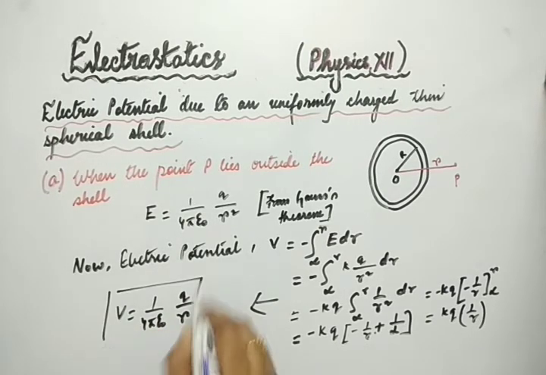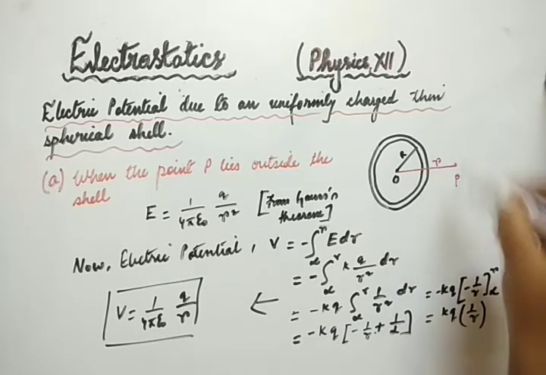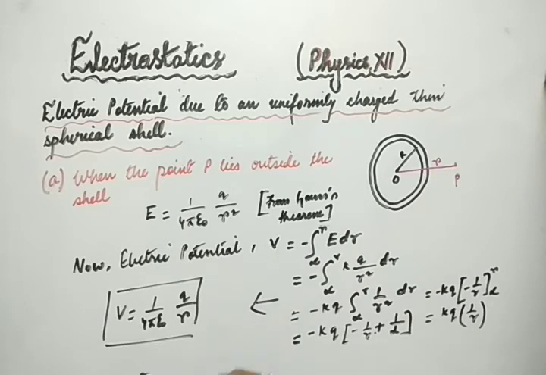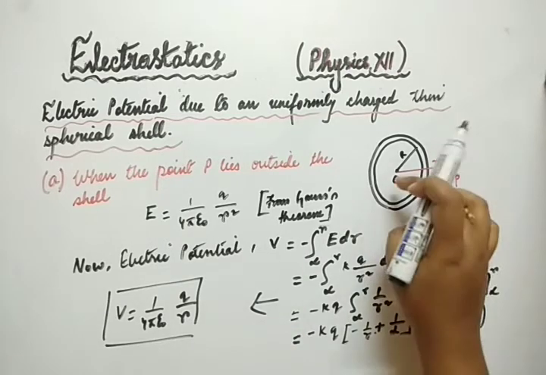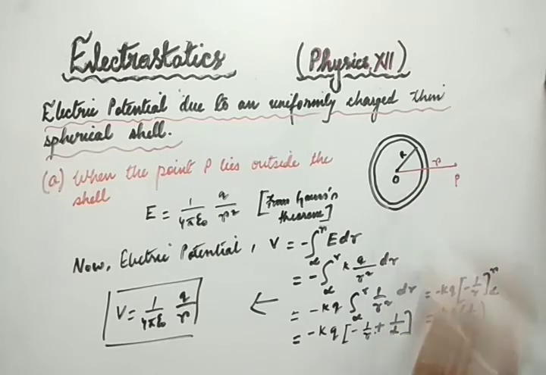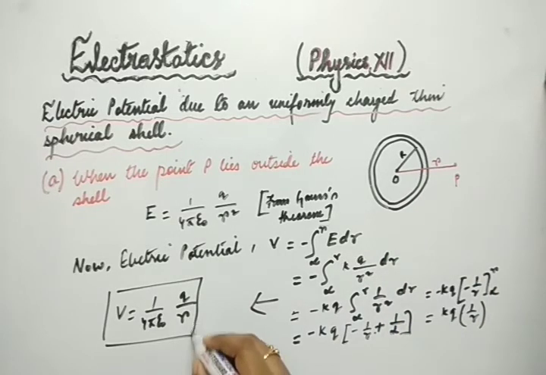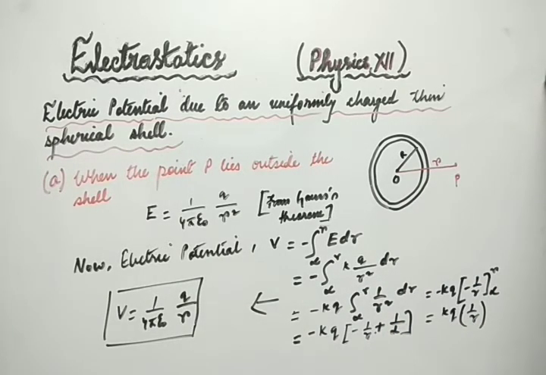So this is the same as the potential due to a point charge. So for points outside, the potential is as if the charge is concentrated at the center. At a particular point, all the charge is concentrated.